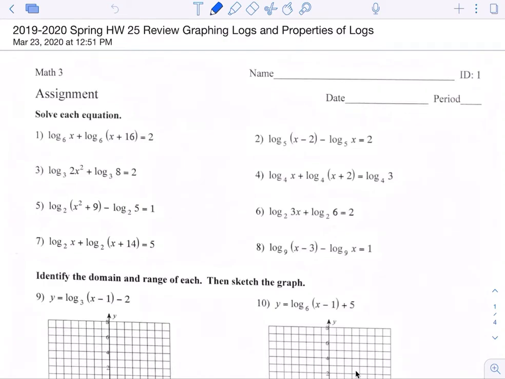Your spring homework 25, review graphing logs and properties of logs.